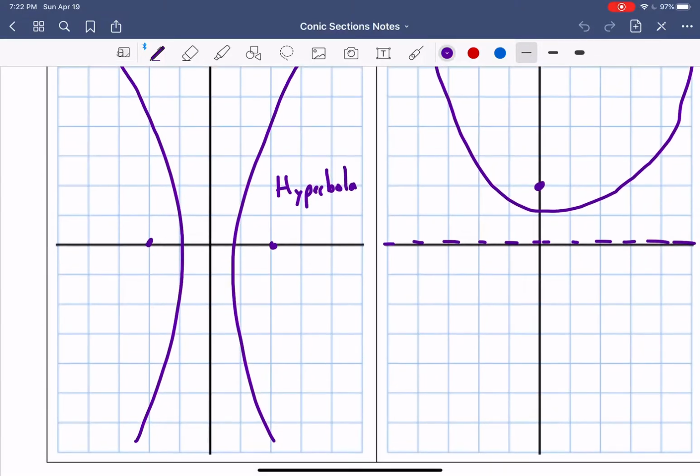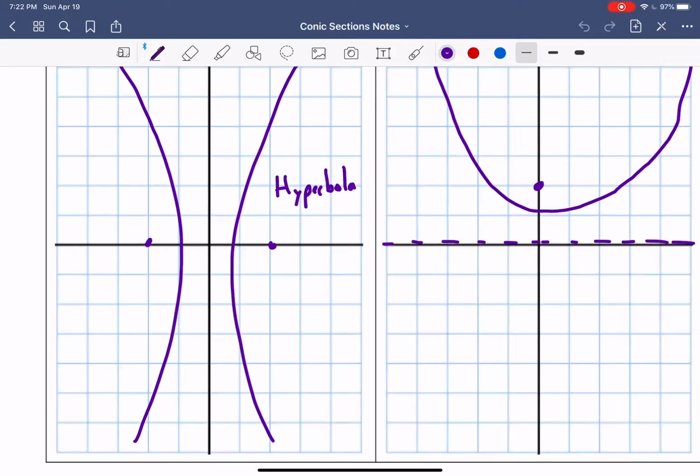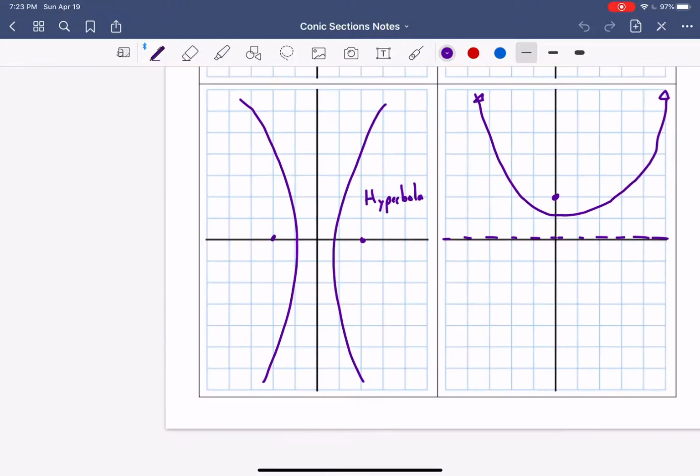So we can see here that it has two parabola type curves. We're not going to call them parabolas though, but they kind of look like it, right? And that's the shape that we're going to learn how to draw, kind of like an hourglass shape or a bow tie shape. All right.